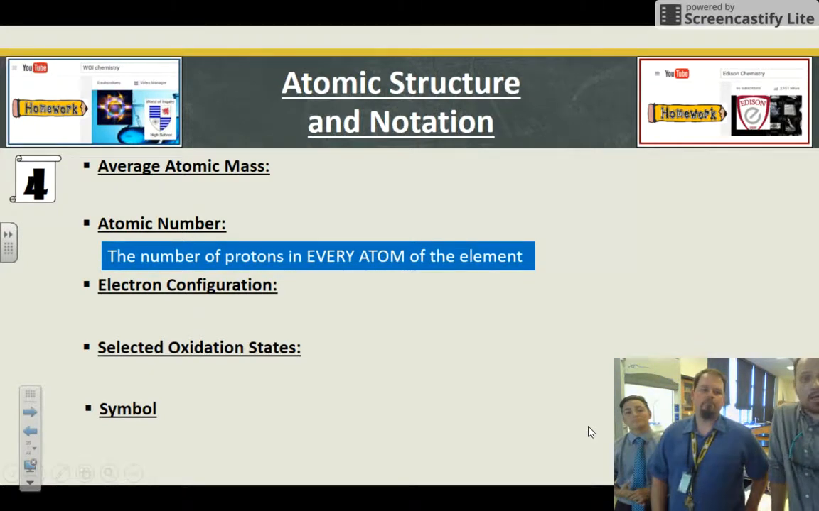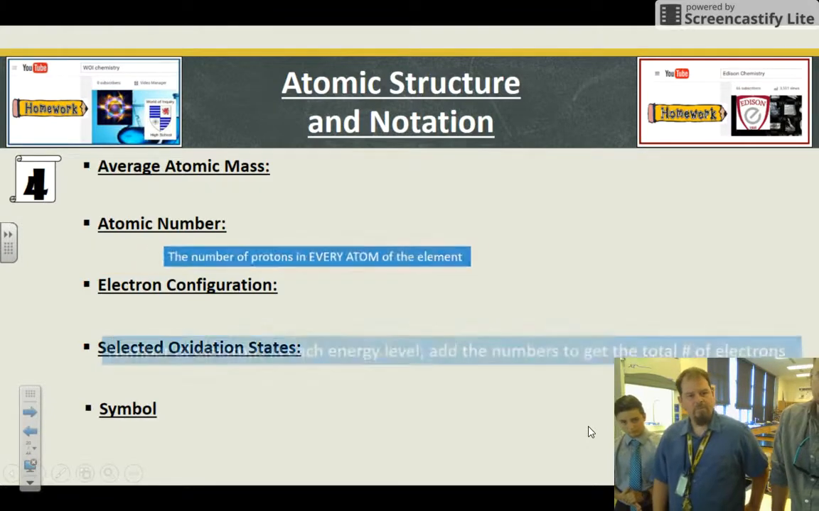The atomic number is the number of protons in every atom of the element. It is also equal to the nuclear charge. The protons and the atomic number, they're the same dang thing, but we have to have 3 different terms for them.